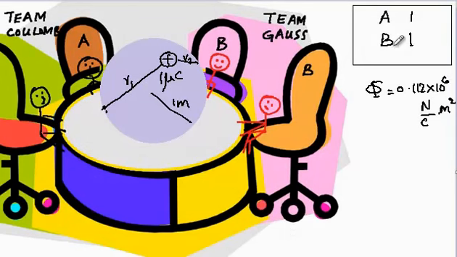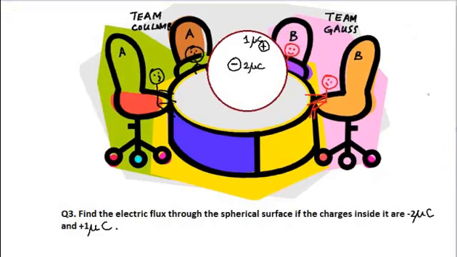This question makes it 2 points for team B and 1 for team A. Moving on to the third question now. We have to find the electric flux through the spherical surface if charges of -2 microcoulomb and +1 microcoulomb are placed over here.